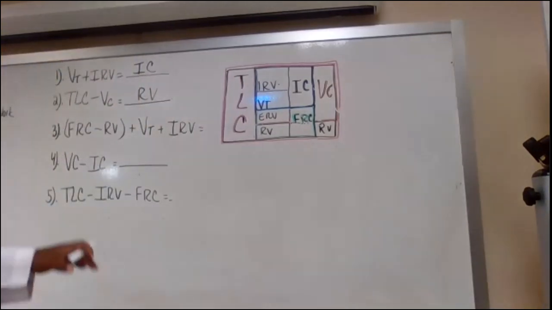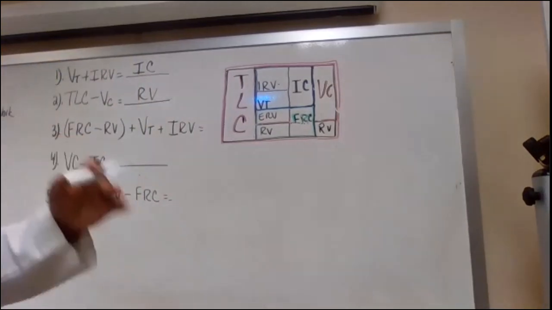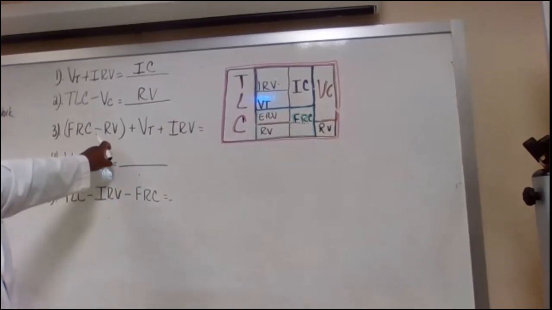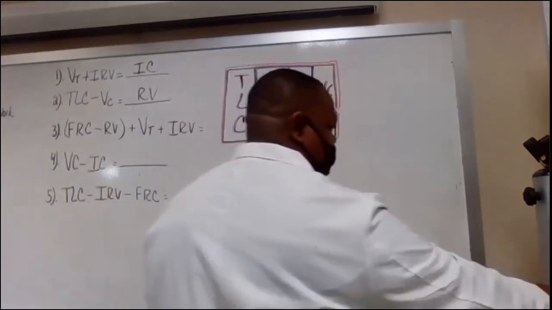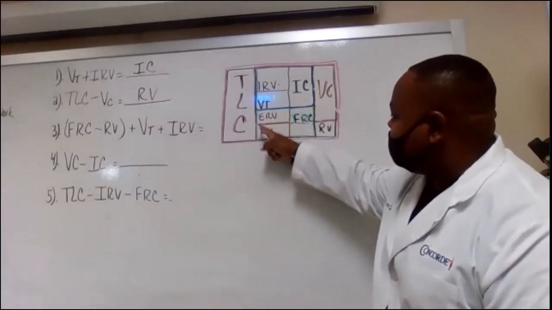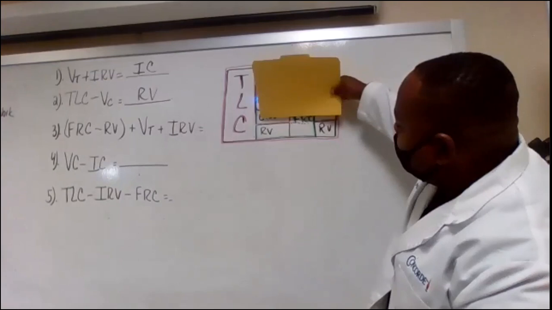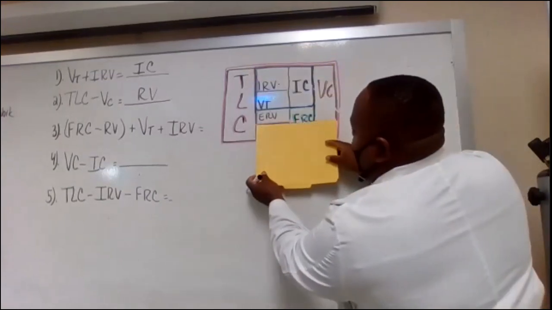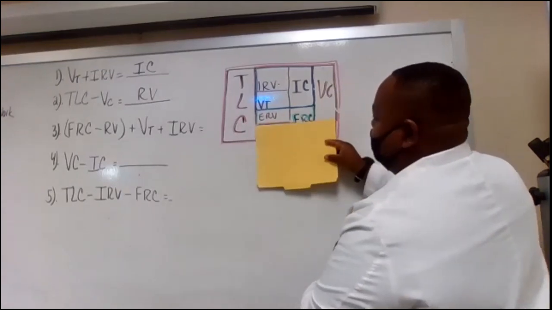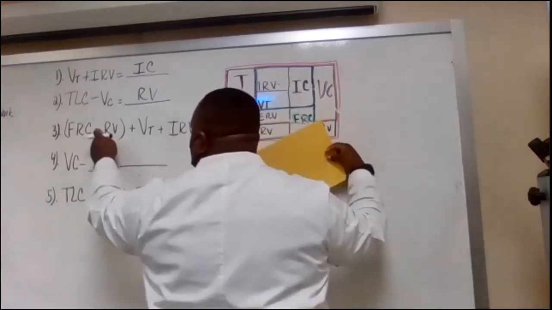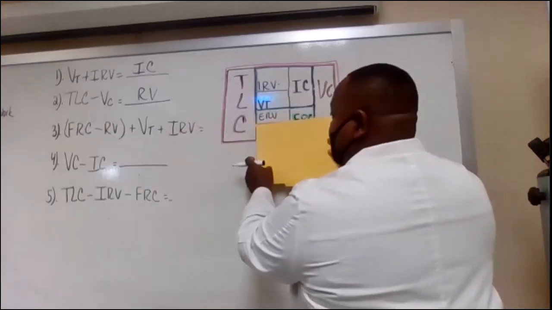Number three. This is the one that has a little bit more. I always work what's in parentheses first. FRC minus RV in parentheses. So let's do that first. Everybody look up here. FRC is the whole green, right? If I take FRC and take away the RV, what's left in FRC? ERV. Okay, so FRC minus RV in parentheses is ERV.